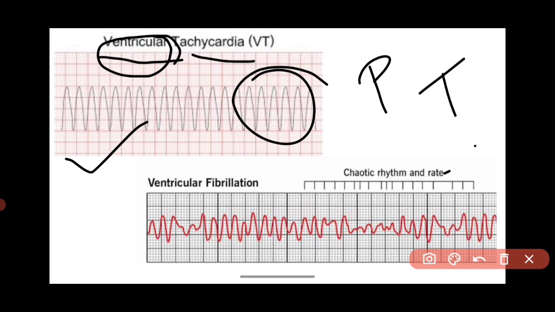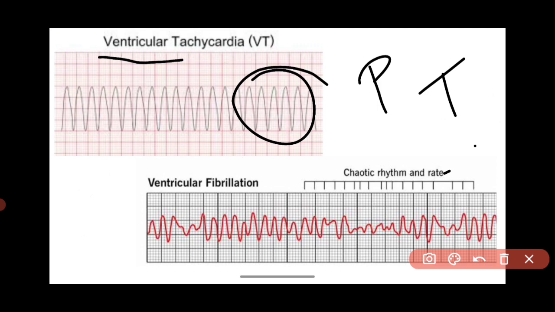And the next one is ventricular fibrillation. See, in ventricular fibrillation, continuous irregular waves are present. You can see continuous irregular chaotic waves, a chaotic rhythm. It is called what? Chaotic rhythm. So this kind of pattern is seen in ventricular fibrillation.